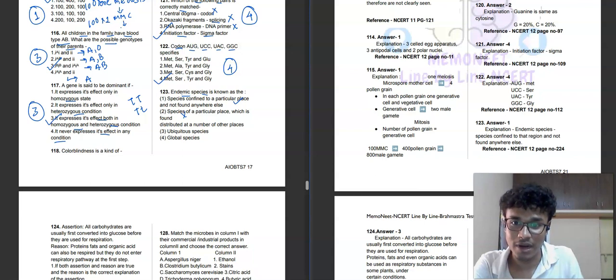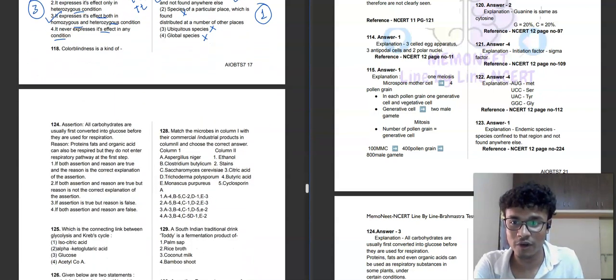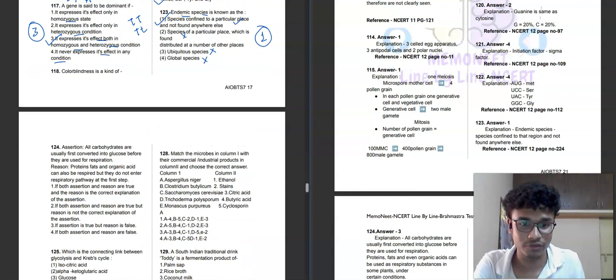And found distributed at a number of other places. It is found only at one place. That's why it is called endemic species. Ubiquitous species, no. Global species, no. So first option is the best answer. So first option will be our correct answer for this question. Moving towards the next question, 124.